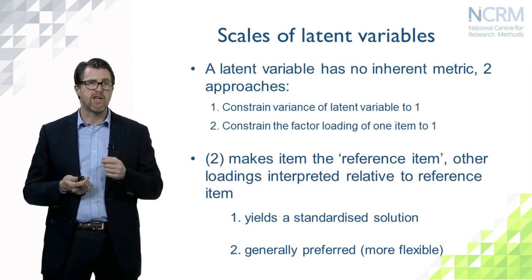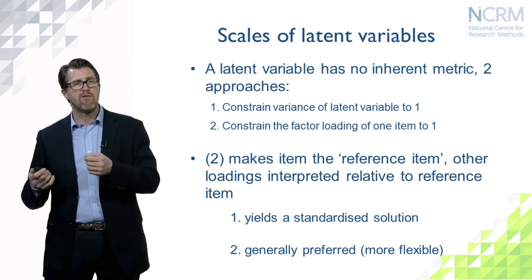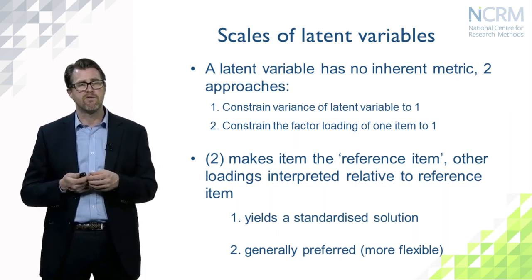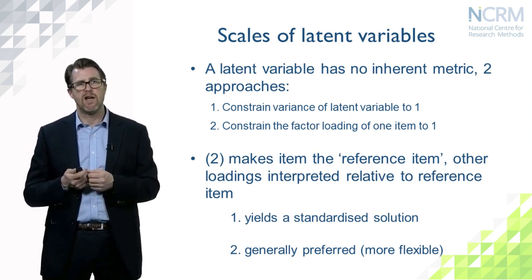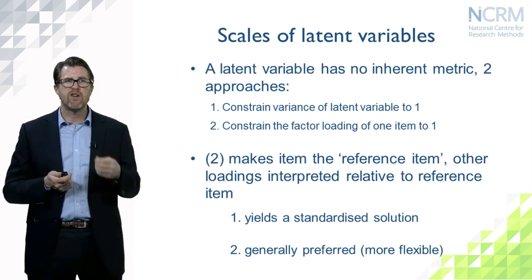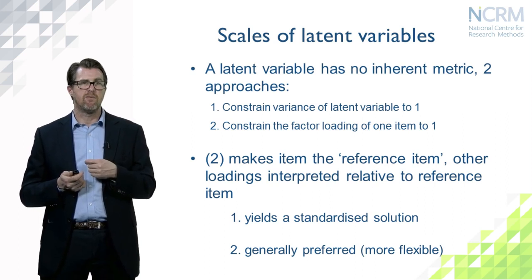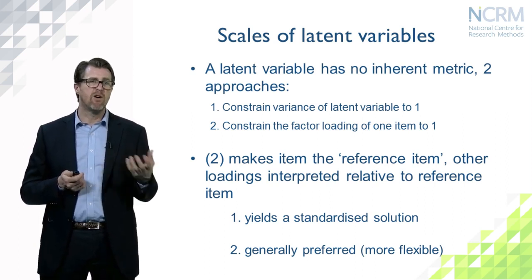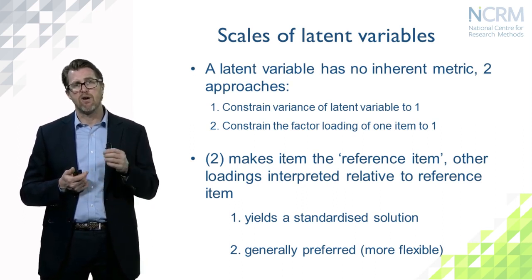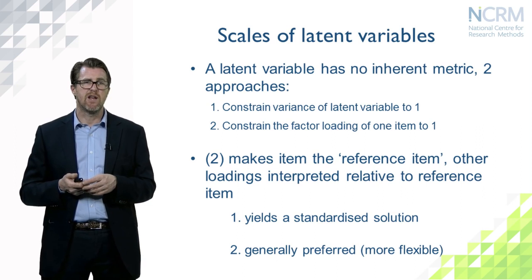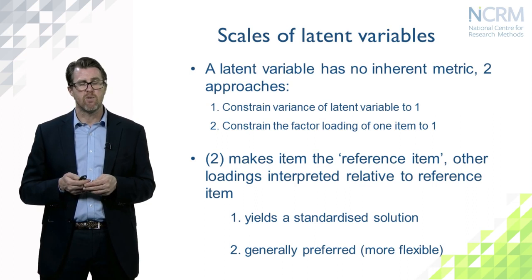So if it's measured again on a 1 to 5 scale of strongly agree to strongly disagree, then the latent variable will be on a scale of 1 to 5. If it's a 1 to 10 scale, the latent variable will be on that same scale. Now, this is generally preferred to the first approach of having a fully standardized solution, because we can also get a standardized solution using the second approach of fixing one loading to the value one.